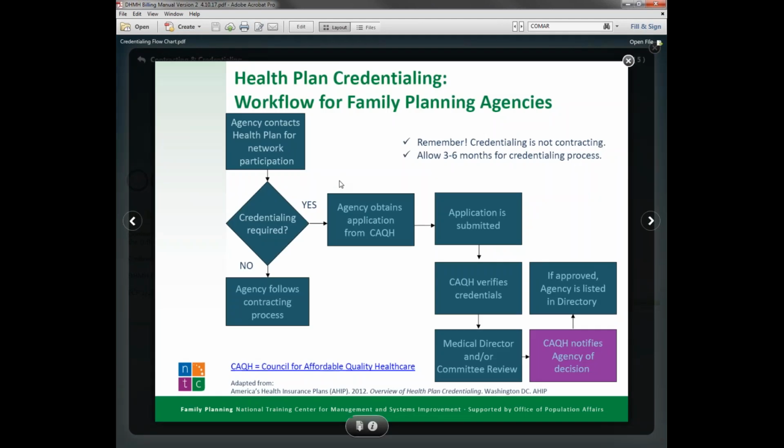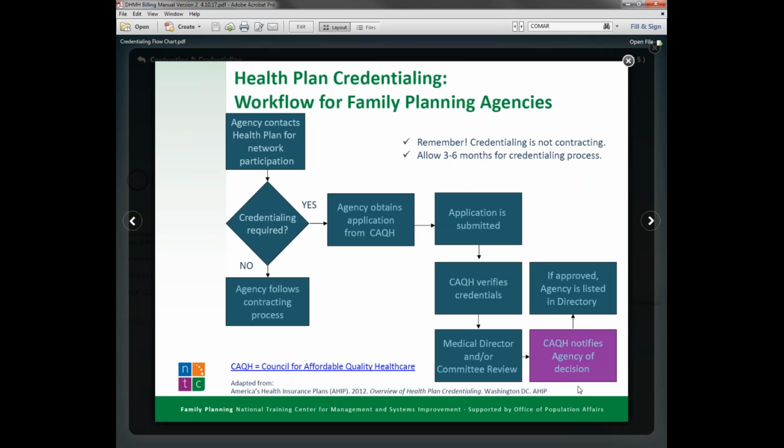Here we go. So this is a nice flow chart that really goes over the entire credentialing process from start to end. We did talk about it in the previous document that the agency contracts a health plan for network participation. This is the organization contacting the payer saying that we want to be in network with your insurance company. Is credentialing required? If so, the appropriate application information is gathered from CAQH, and that application is submitted.